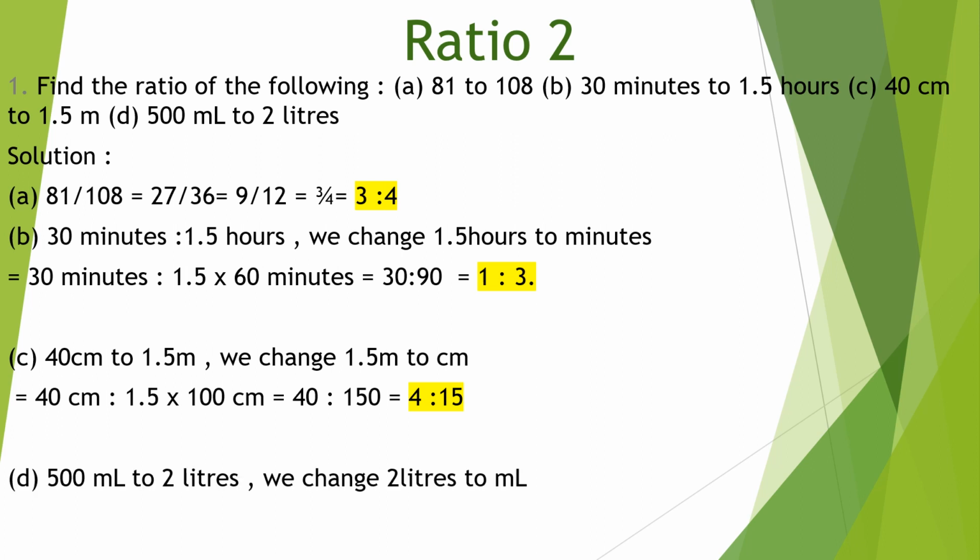Now the ratio 500 milliliters to 2 liters. The units are different. So we change 2 liters to milliliters. Now 500 milliliters is to 2000 milliliters. The ratio will be 1 is to 4 on simplification.